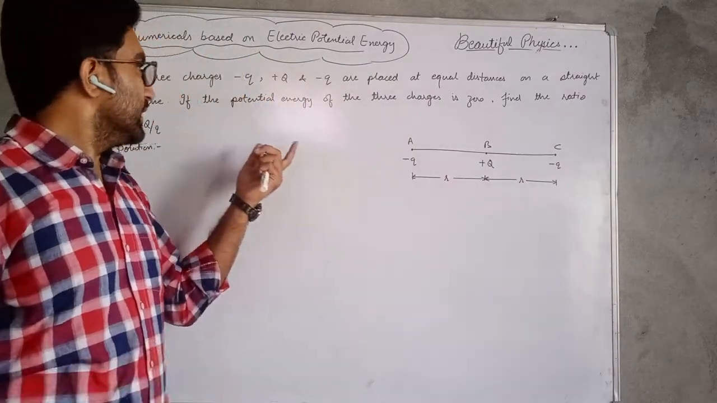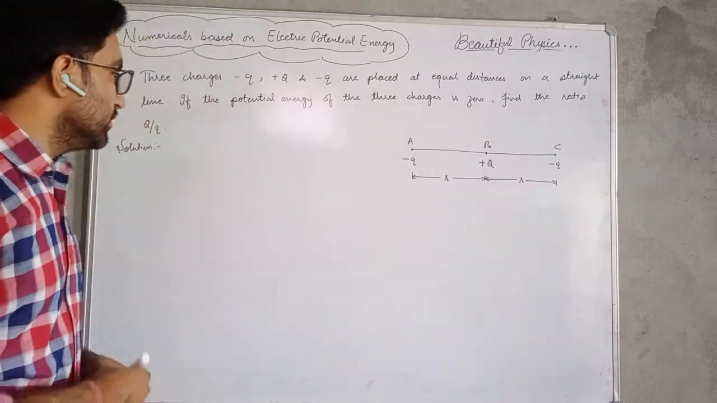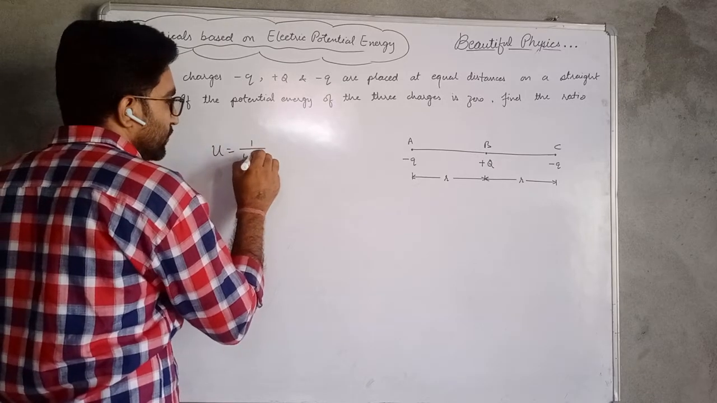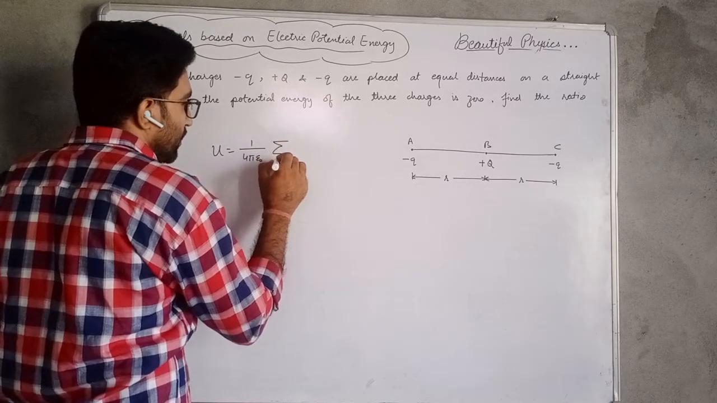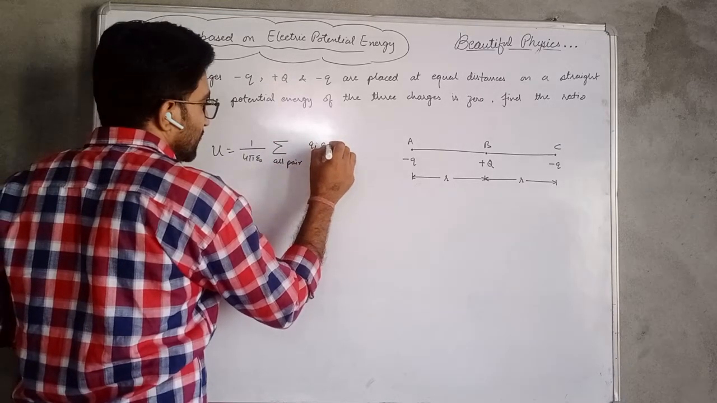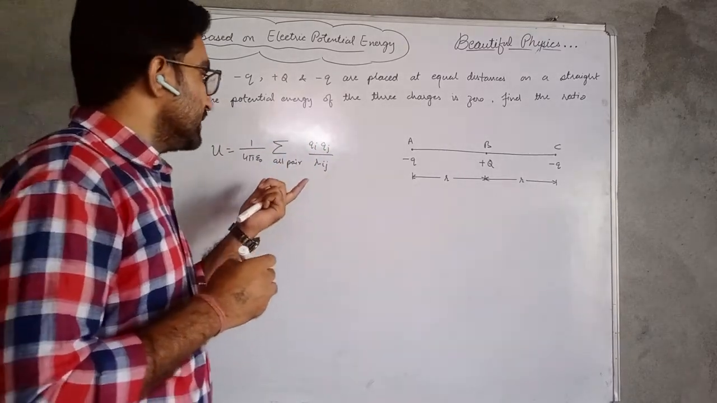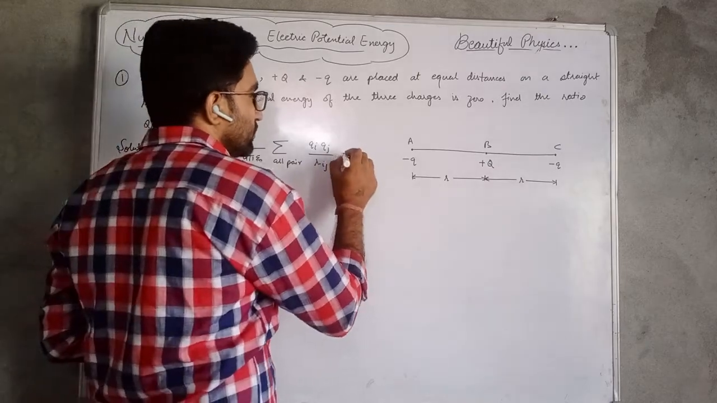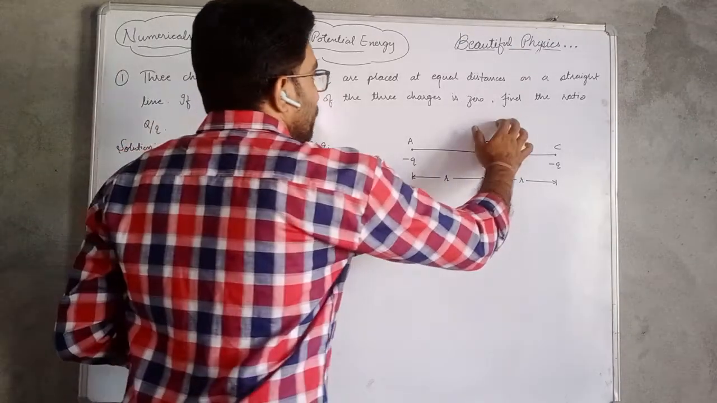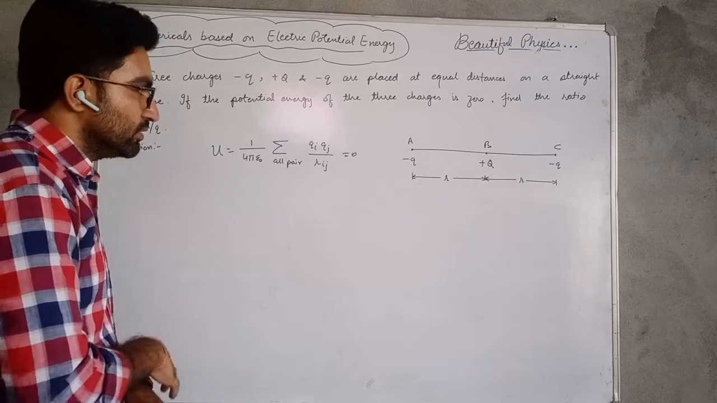So it is given that the potential energy of the three charges is zero, and we know that the relation for potential energy U is equal to 1 by 4 pi epsilon naught, summation over all pairs, qi qj upon rij. Okay, and it is given that this quantity is equal to 0 due to these three charges. Then we have to find the ratio capital Q upon small q. Let's find the values.